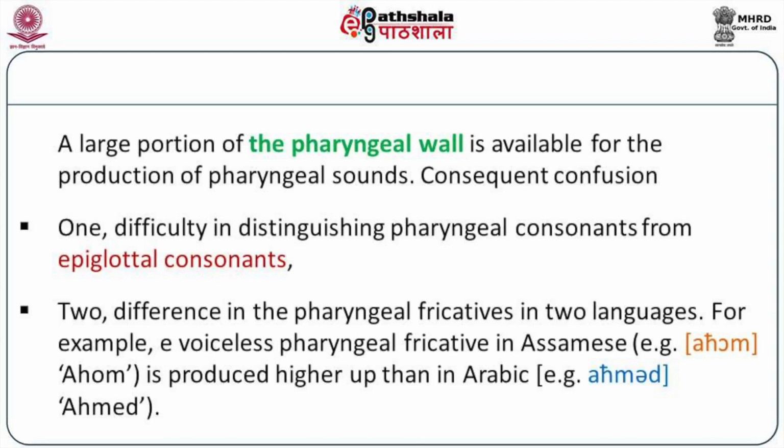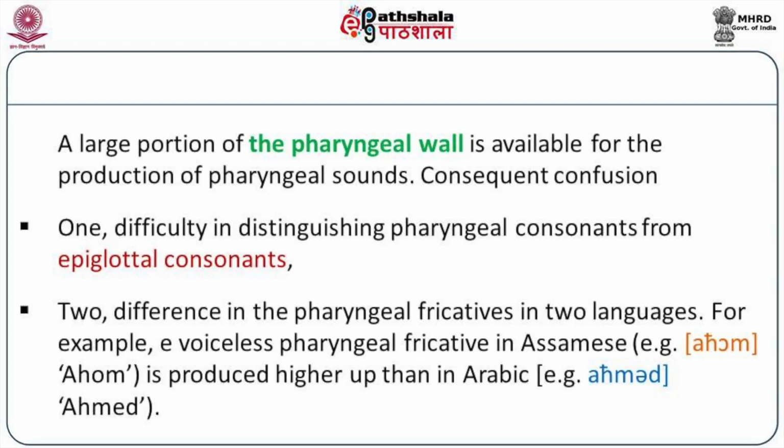If you look at the pharyngeal wall, what we notice is that a large chunk of the pharyngeal wall is involved in producing just one place of articulation called the pharyngeal place. Now, there are two consequences of this feature. One is that it is often very difficult to distinguish pharyngeal sounds from some other sounds, such as epiglottal sounds. The other is that a pharyngeal sound in one language may be quite different from a pharyngeal sound in another language.